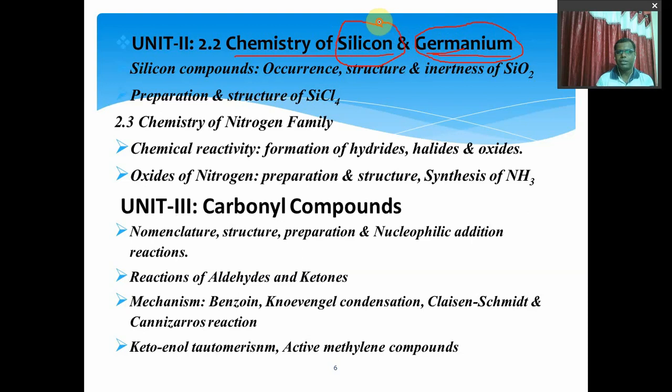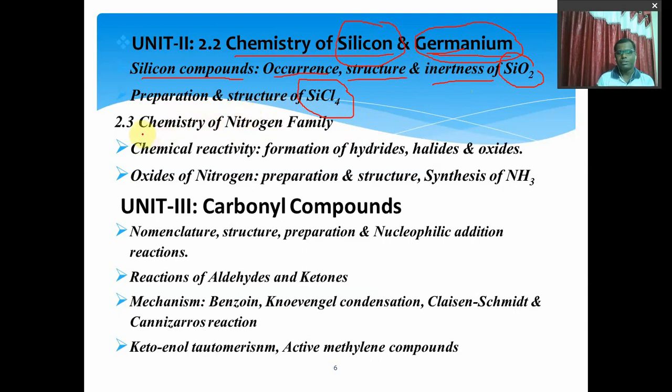But in this topic, which is based upon inorganic chemistry, you will discuss the compounds containing silicon, their occurrence, how they occur in nature, what the structure of silicon compounds is, and their reactivity. These are generally inert, so they show inertness, that is SiO2. Again, the preparation and structure of SiCl4. So these are the important topics given to you for study in SYBSc under the chemistry of silicon and germanium.